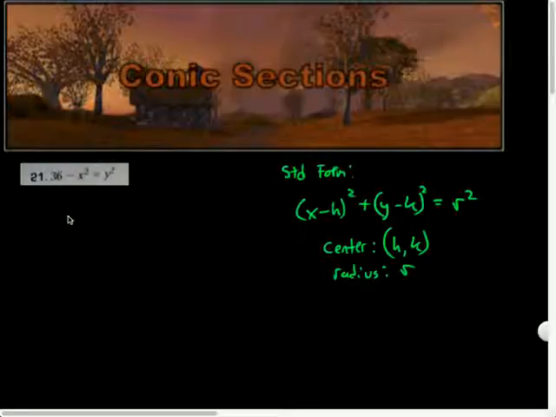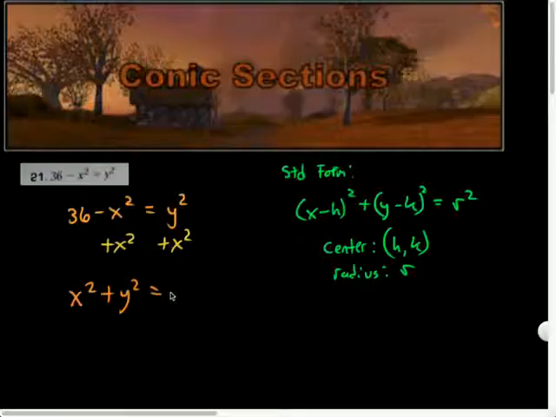So in this case, I want to rearrange my formula to make it look like that. Let me rewrite this formula as it is: 36 minus x squared equals y squared. So I want the x's and y's on the same side, and then my constant on the other. So I'm going to add x squared to both sides, and I'm going to flip the whole thing anyway: x squared plus y squared equals 36.